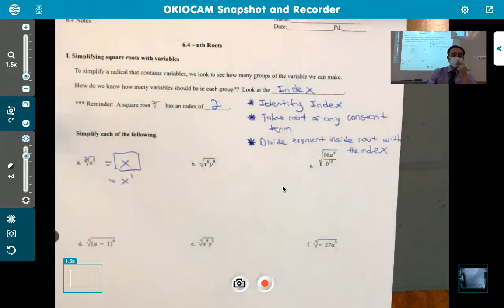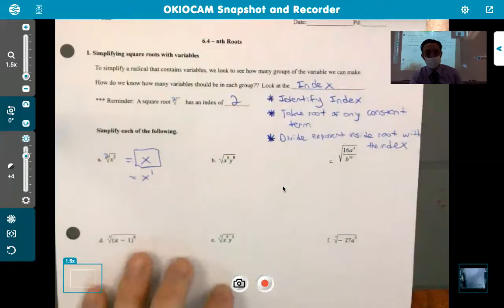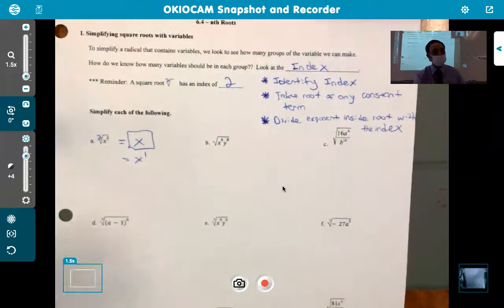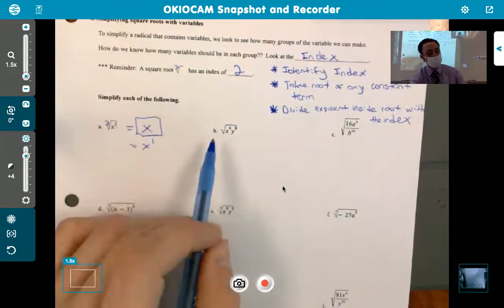Any questions about those steps or the first example that we did? Everybody good? Okay. Let's take a look at part B. Let's go through our steps here. What would you say is the index in part B? So what's that number that's really on the outside there? What's that? 2, right? If I'm taking the square root, my index is 2.